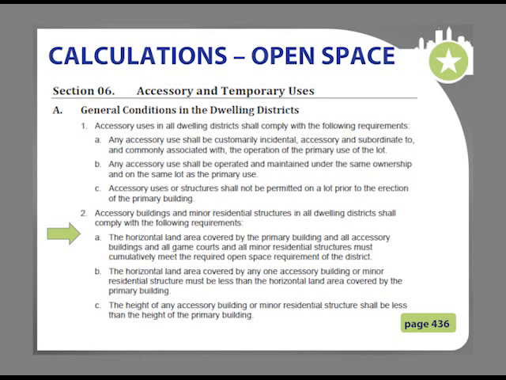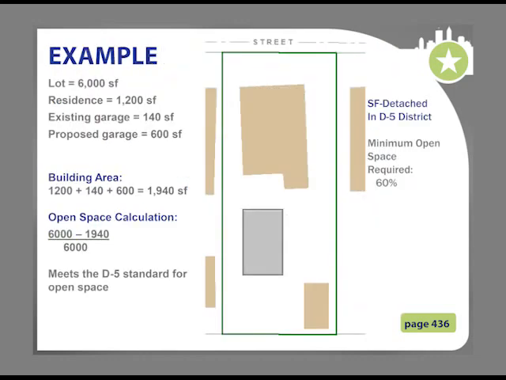What you have before you now is an example. Let's say this is a single-family detached unit in a D5 dwelling district. The open space requirement is 60%.